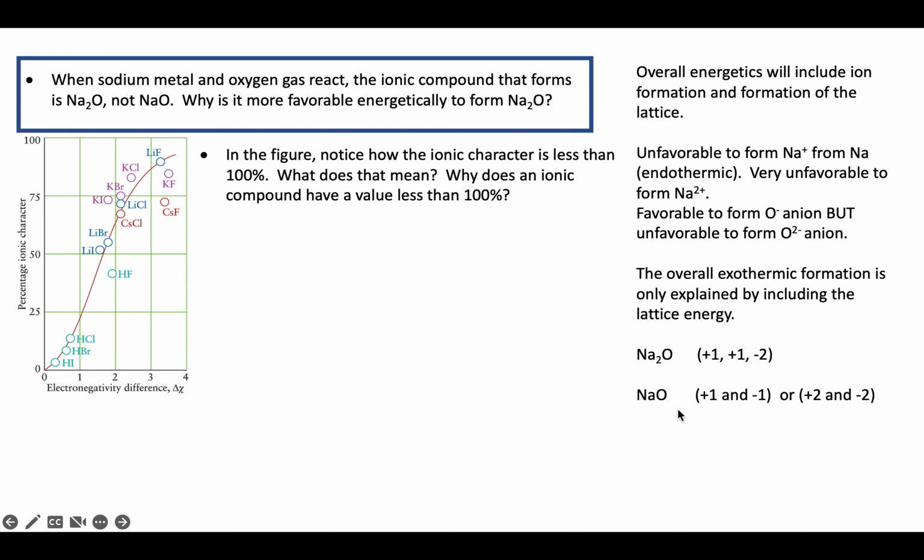What if you said NaO includes +2 and -2? Well, that would have an even greater lattice energy, but the energetics of forming sodium 2 plus is that much more unfavorable. So it's really this collection of ideas that we have within here. So the answers I was looking for were clearly looking at aspects for the overall energetics of the lattice and also a correct analysis of the energetics to form the ions.